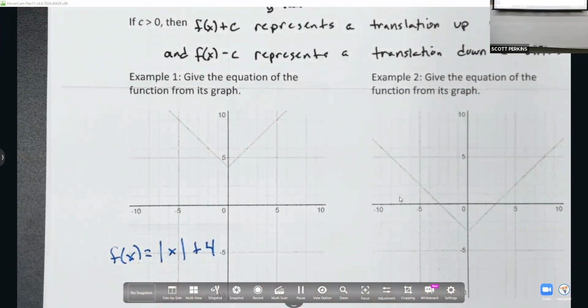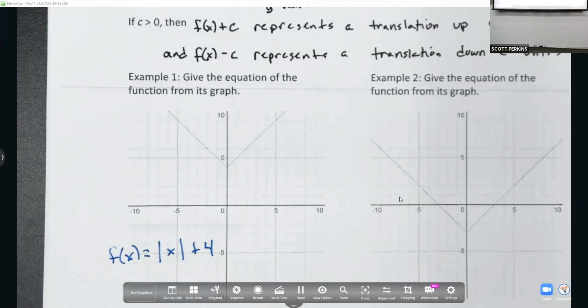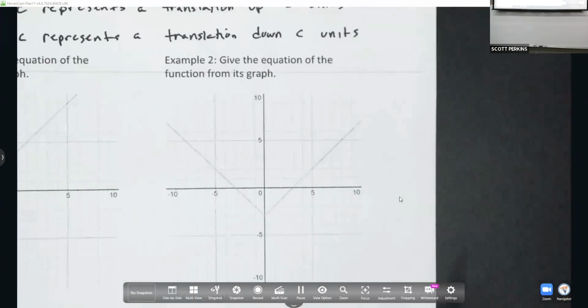Hey, Mr. Perkins, is the +4 inside the absolute value or is it outside? It is outside. The absolute value of x represents the y value, and to move the graph up, we're adding to all of the y values. If you're wondering what happens if I put the +4 inside, patience. We are getting there. So what I would like you to do, I'm going to give you 20 seconds. Example 2, same thing.